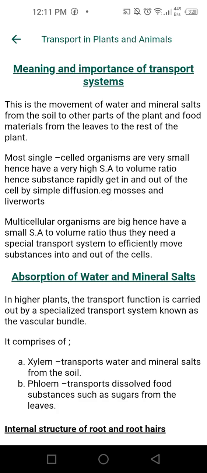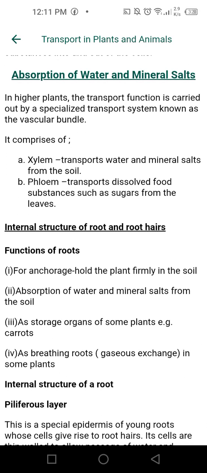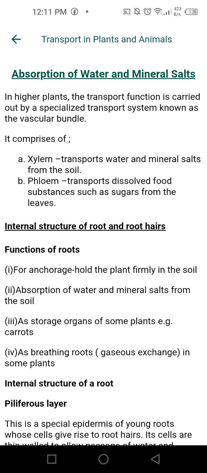Absorption of water and mineral salts. In higher plants, the transport function is carried out by a specialized transport system known as the vascular bundle. It comprises A. Xylem, which transports water and mineral salts from the soil. B. Phloem, which transports dissolved food substances such as sugars from the leaves.